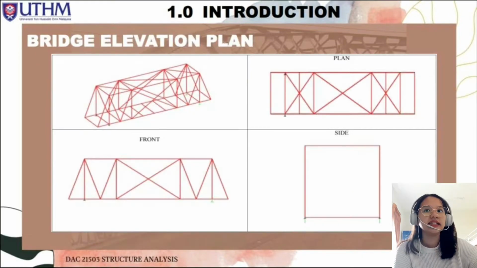Next, let's see the bridge elevation plan. On the left side of the slide, in box number 1, you will see the 3D animation of the bridge. Next are the plan, the front, and the side view of the bridge.